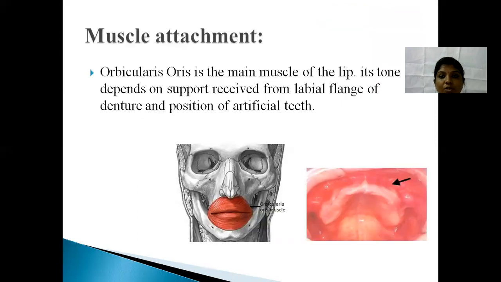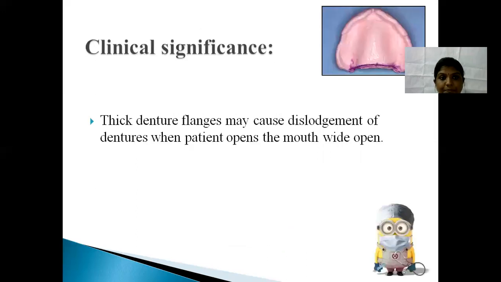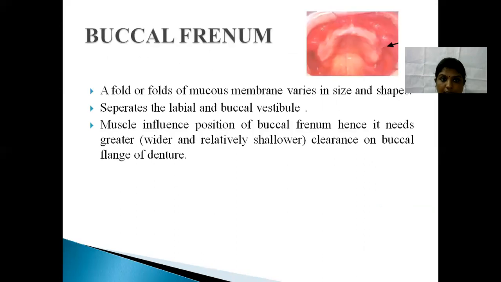The muscle attachment of the labial vestibule: the main muscle is the orbicularis oris. The clinical significance of this area is that thick denture flanges may cause dislodgement of the denture, so it should be recorded correctly.